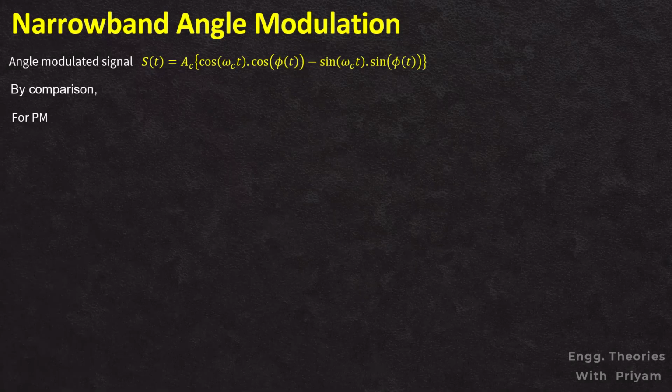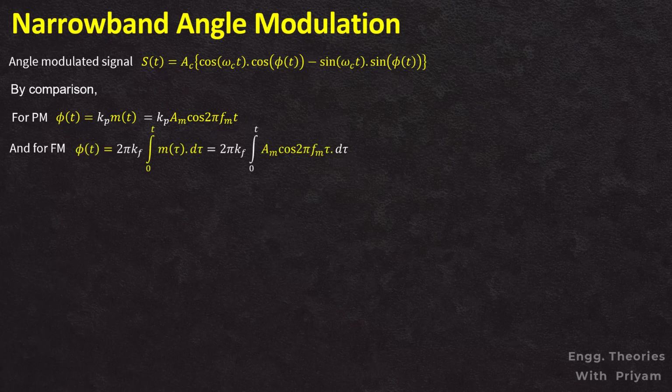By comparison, for phase modulation, this φ(t) is equal to kp into m(t), or if we put the value of message signal m(t) as Am cos 2π fm t, this φ(t) will become kp into Am cos 2π fm t. And for frequency modulation, this φ(t) is equal to 2π kf integration from 0 to t of m(τ) dτ. Again, we can put the value of message signal m(τ), then this φ(t) will become kf into Am divided by fm sin 2π fm t.